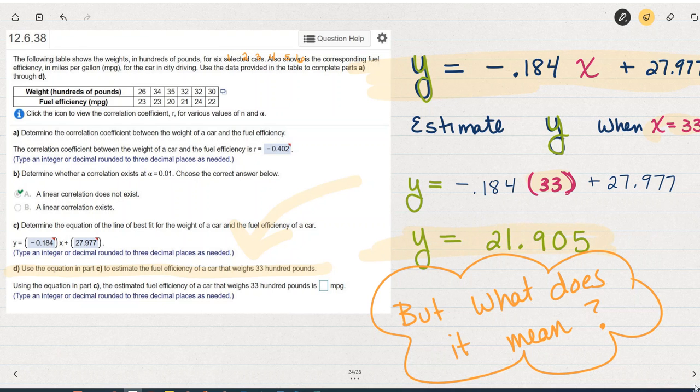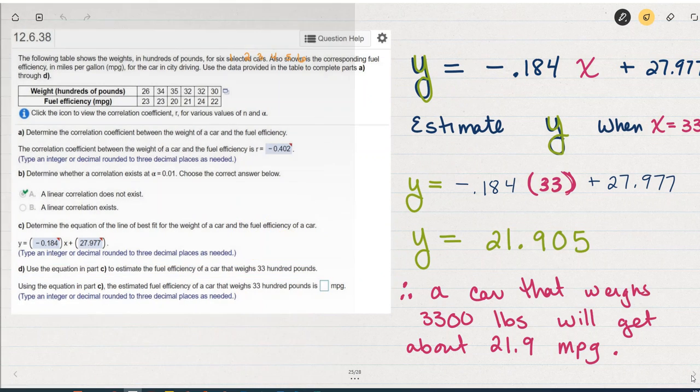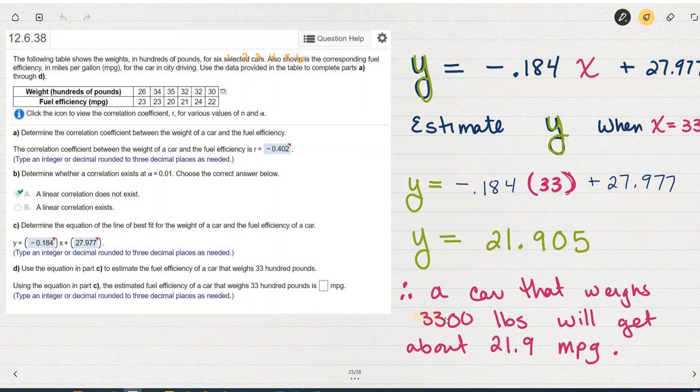So what does that mean? It means that when the car weighs about 3,300 pounds, we'll get about 21 and 9/10 miles to the gallon when we're driving in the city.